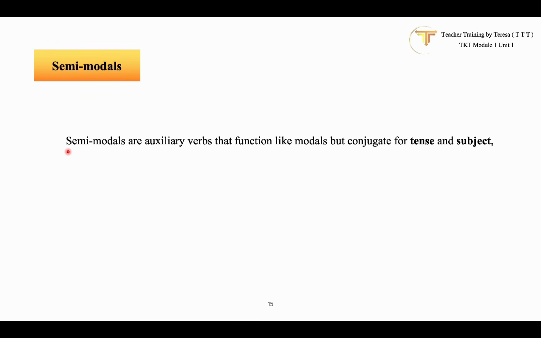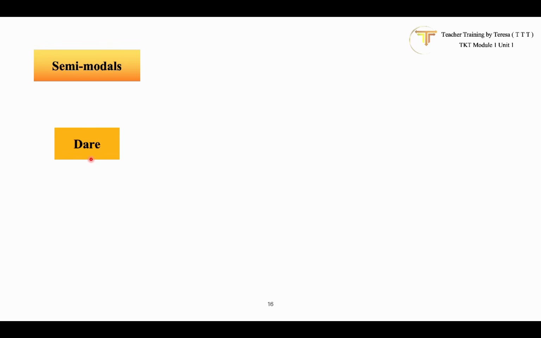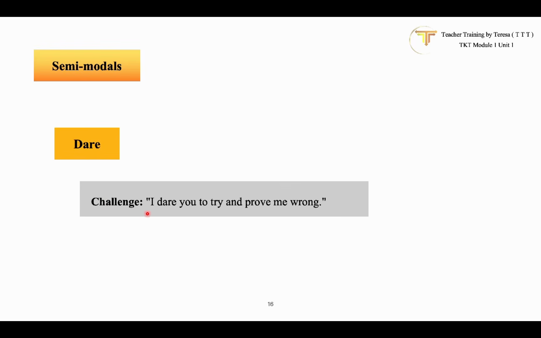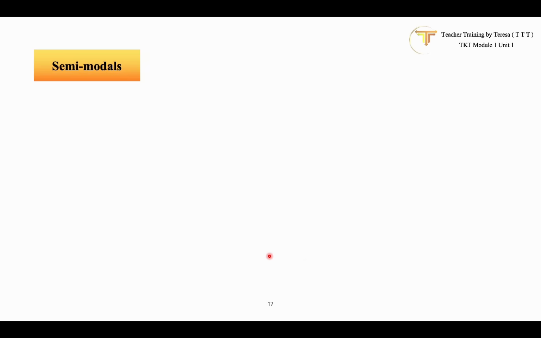Semi-modals. Semi-modals are auxiliary verbs that function like modals, but conjugate for tense and subject, often require to before the main verb, and use auxiliary verbs like do in negatives and questions. Dare. Challenge, I dare you to try and prove me wrong. Courage, he dare not go into the dark room.